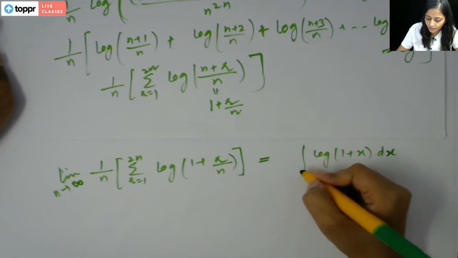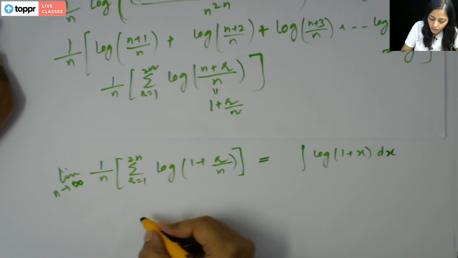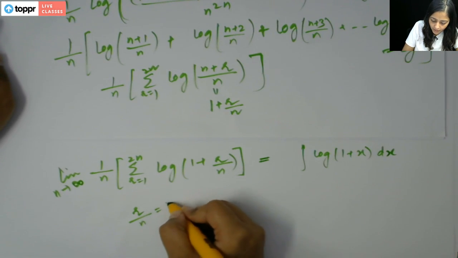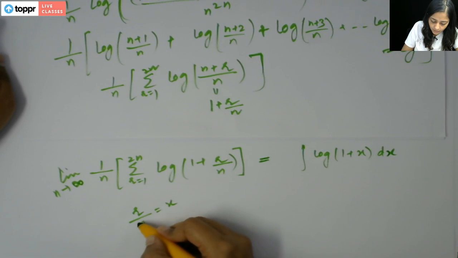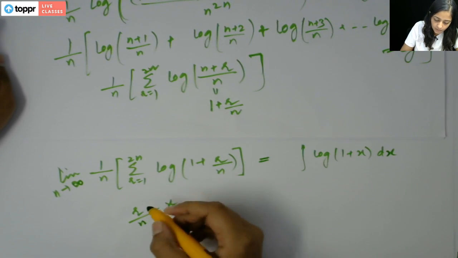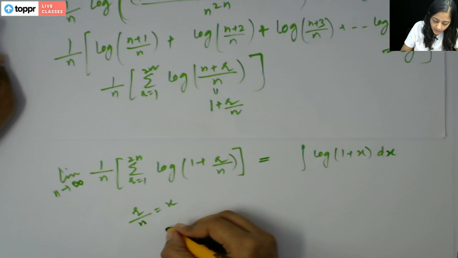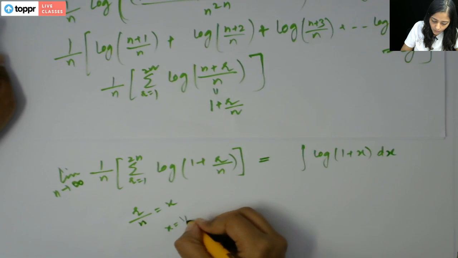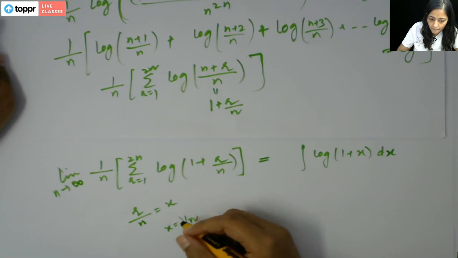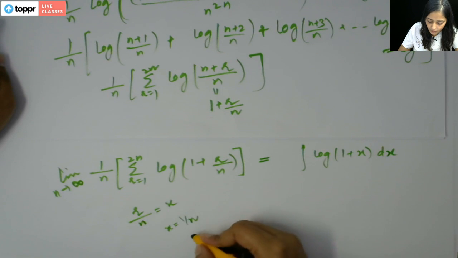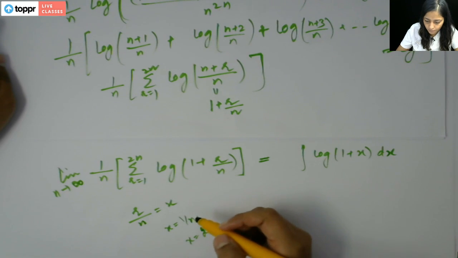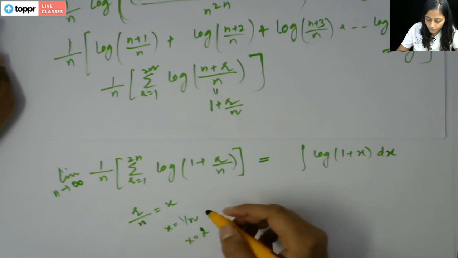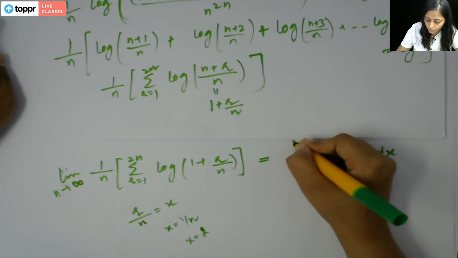So it can be written as this, and the limit would vary from, so if we take r by n equal to x, and r is varying from 1 to 2n, then if I take r equal to 1, then x is equal to 1 by n, and if I take r equal to 2n, then x is equal to 2. So it's 1 to 2.